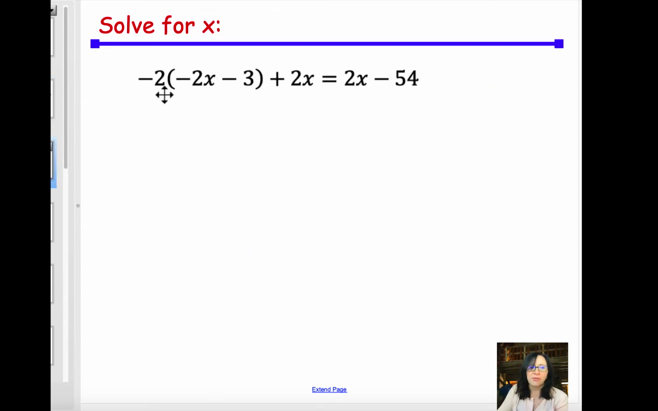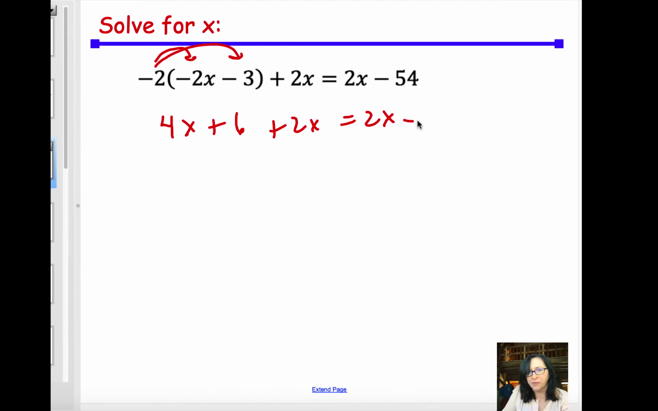For this problem, solving for x, the first thing I need to do on the left-hand side is distribute. So what I'm going to do here is take this negative 2 and multiply by both these values here. I get positive 4x, because a negative 2 times a negative 2 is positive 4. So I'm going to get positive 4x plus 6 plus 2x equals 2x minus 54.